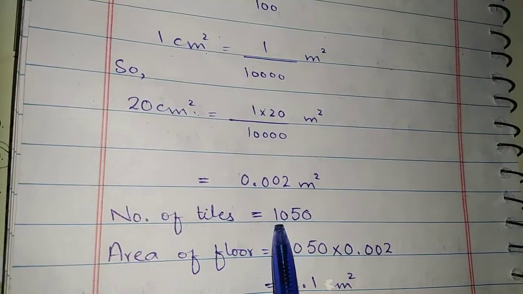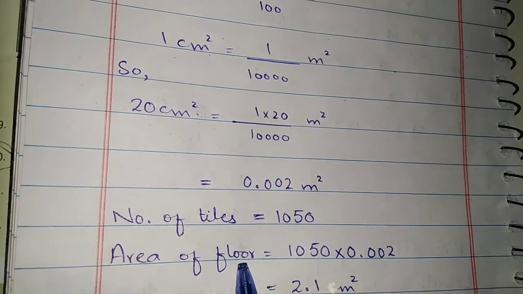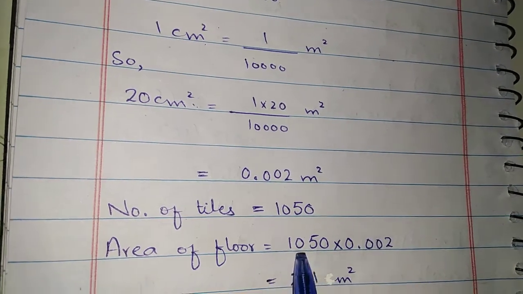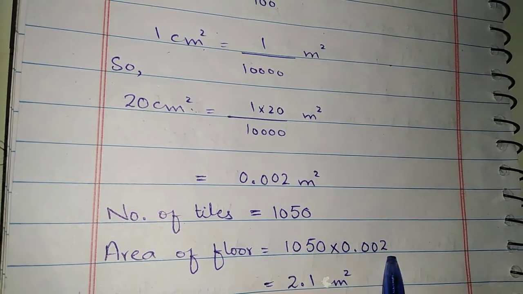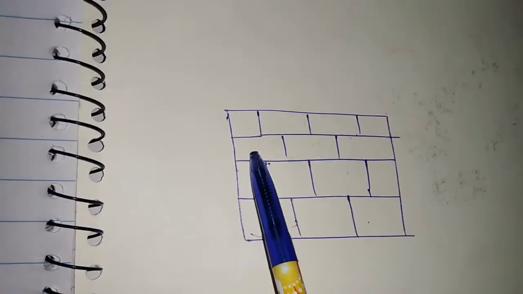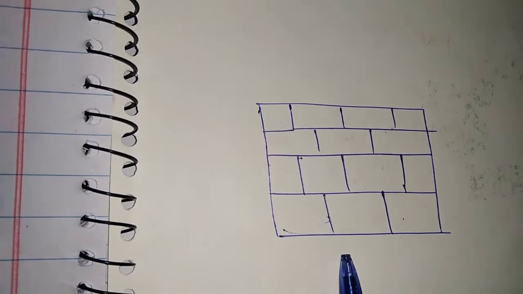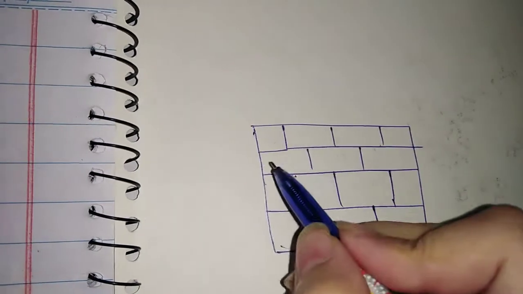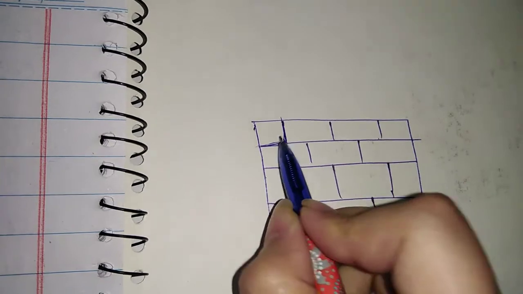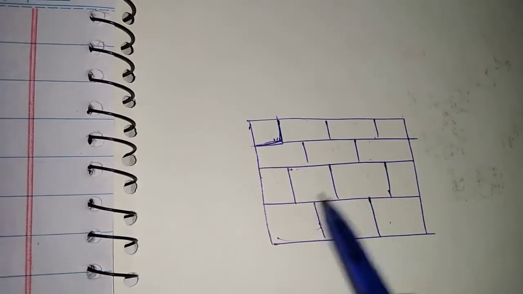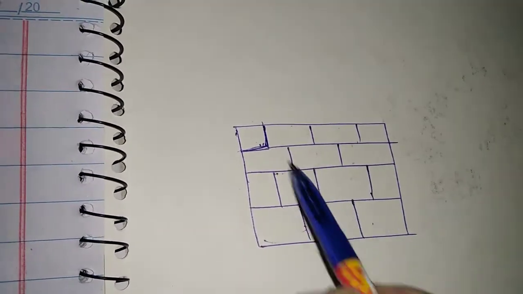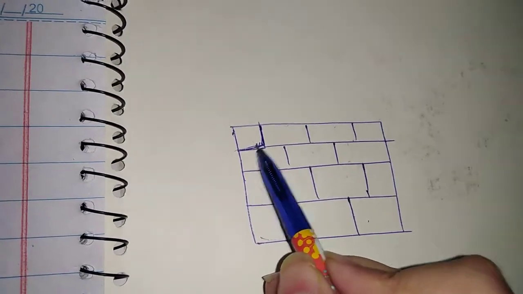Total number of tiles are 1050 and we have to find the area of the floor. Area of the floor equals number of tiles multiplied by area of each tile. 1050 multiplied by 0.002 is equal to 2.1 meters square. Let's suppose this is the floor and this is a tile, and its area is 20 centimeters square. Total number of tiles are 1050. We have to find the area of this floor. Simply we have to multiply the total number of tiles by the area of each tile.